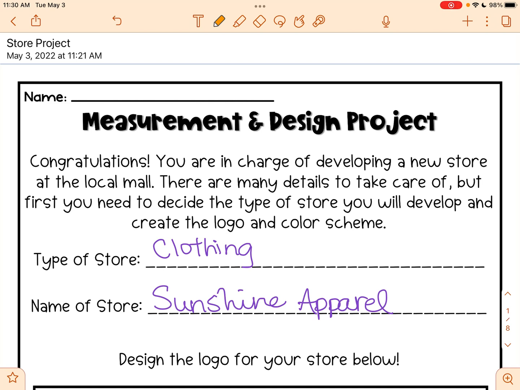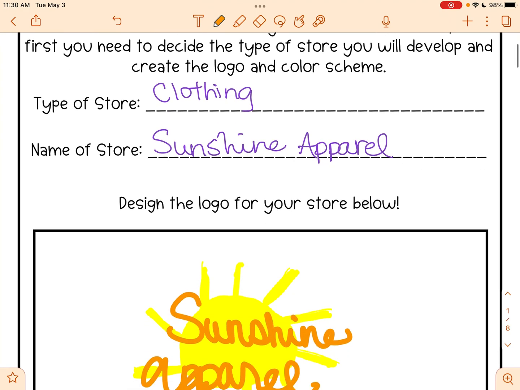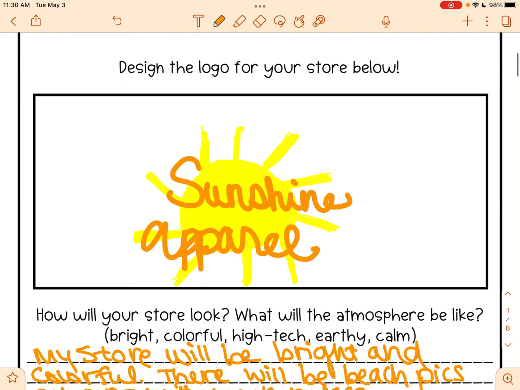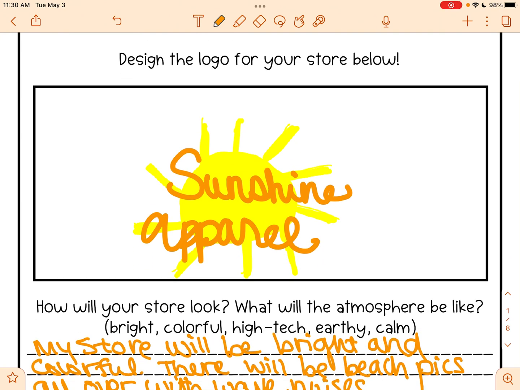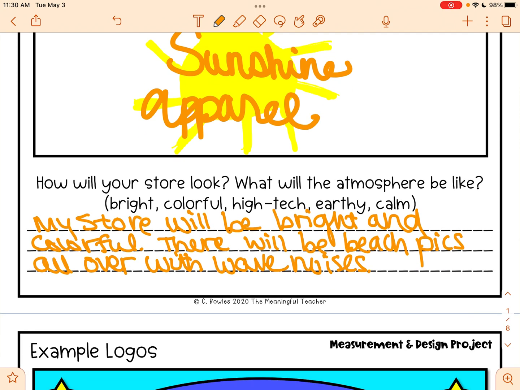Perfect. Now that you have split your screen, you have the video on one side and this document on the other, we're going to go through a few of the pages and then I'll give you directions on what you're doing the rest of the hour. As we get going, you should already have this page done. So you should have your store, the name of your store, and a logo. Mine is pretty boring. I hope yours is a little better. And then you should also make sure that you have this question answered.